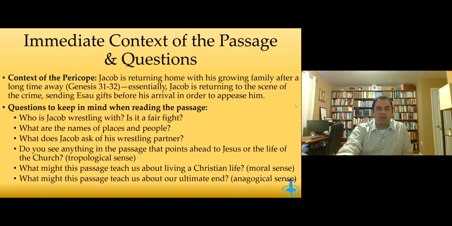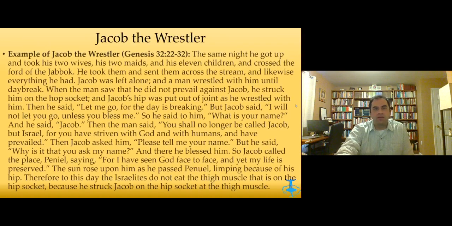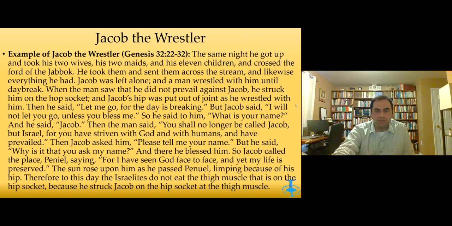And then finally, what does this passage teach us about our ultimate end, right? The anagogical sense. What does it show us about the end times, and specifically what our end as human persons is? Okay, so then I would go through the passage as a class, and hopefully, if you have time for the second time, the students having read the passage in small groups previously.